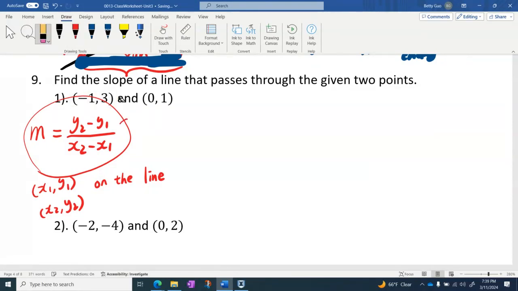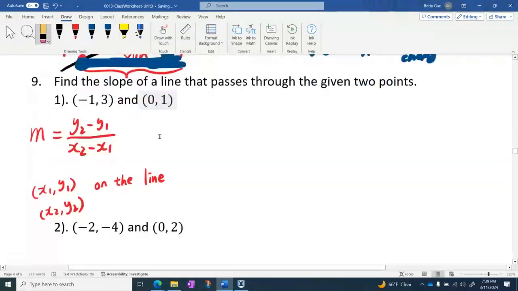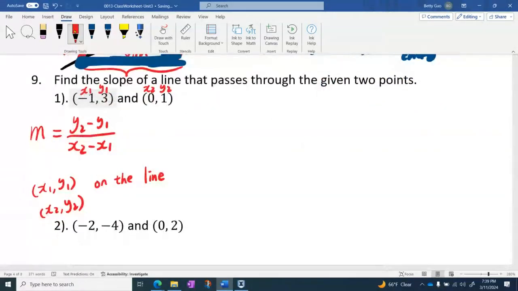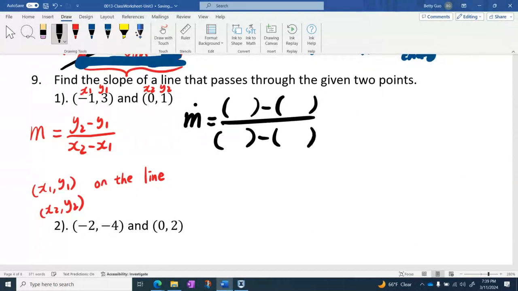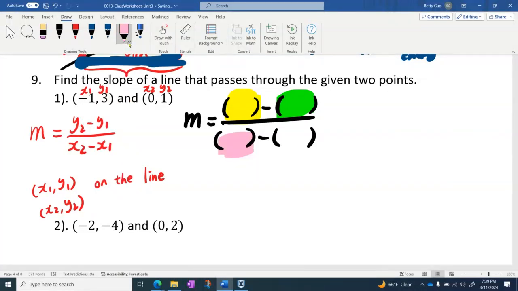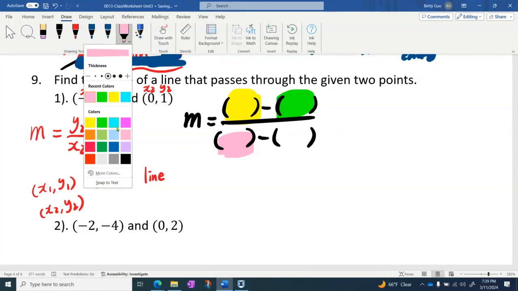Let me show you how. I would first label the 2 points. I'm going to label this one x1, y1, and this one x2, y2. Okay? And I need you to do this when you use this method. I need you to set up the structure of the formula by using parentheses. Okay. So I'm going to color the parentheses differently. I have blue here, blue here.